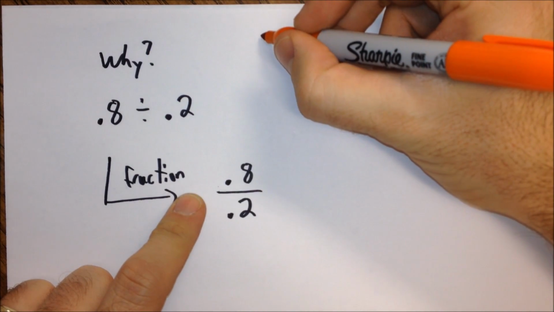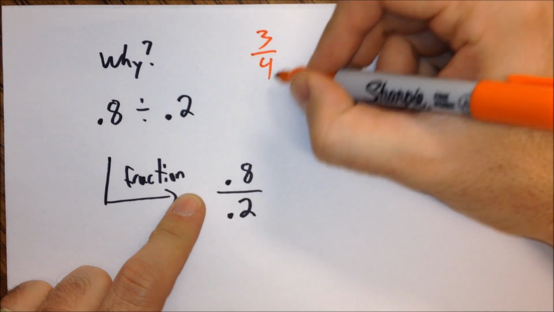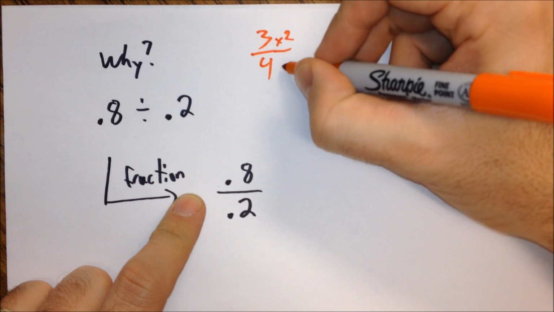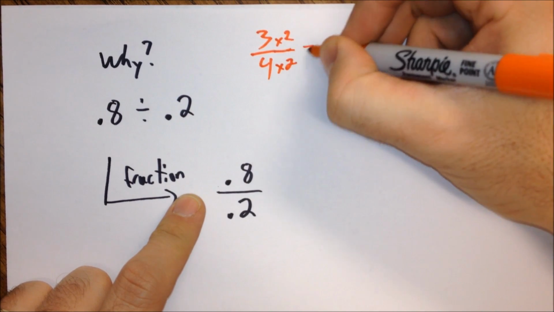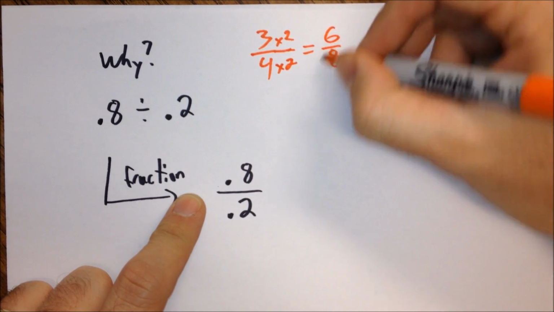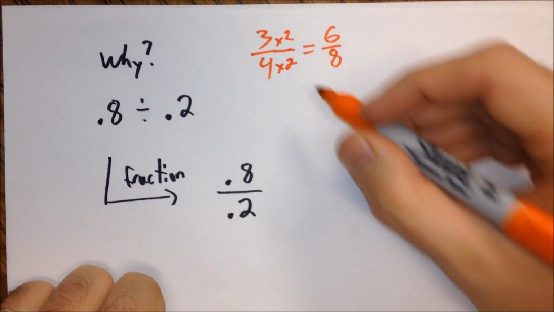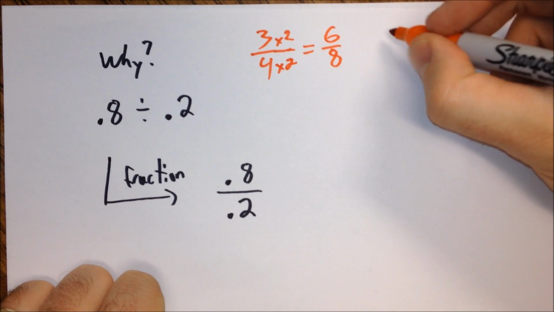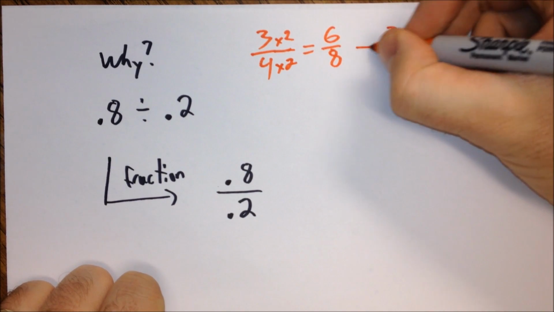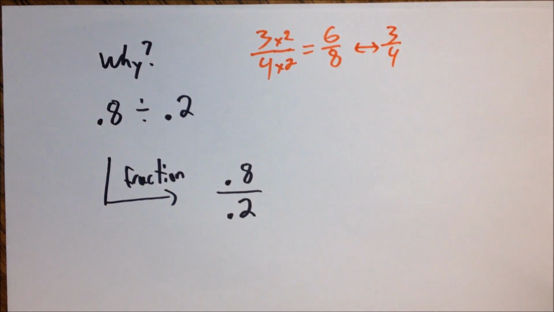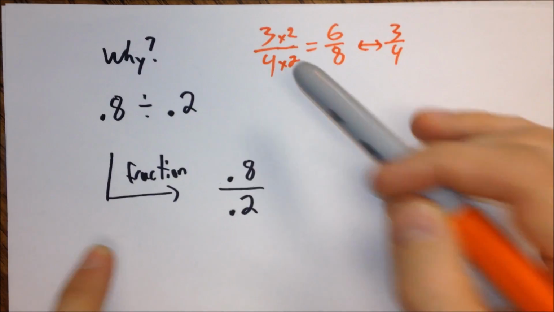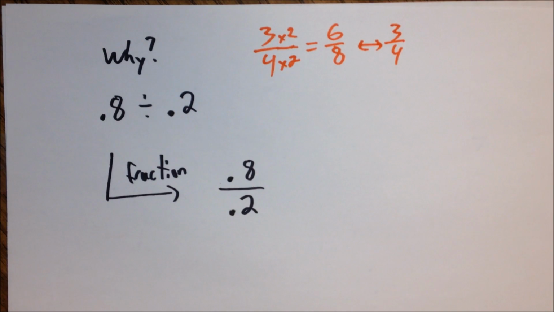So for example, if you have a number, say 3/4, you can multiply the top by 2 and multiply the bottom by 2 and get a new number, 6/8, and the new fraction is actually the same as the original fraction. So 6/8 and 3/4 are the same fraction, just written differently. So you can take any fraction and multiply the top and bottom by the same number and come up with the same fraction.